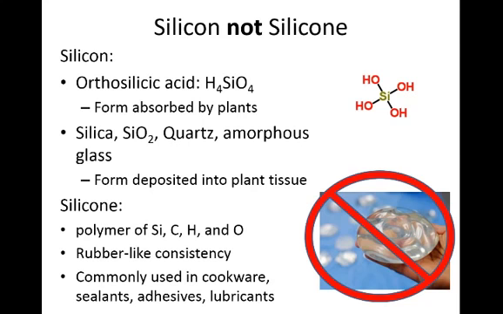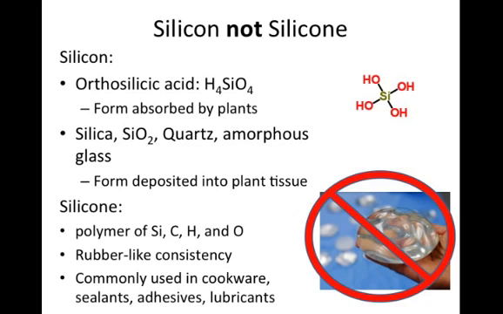But we're going to talk about silicon, the element, and the form that plants take up is orthosilicic acid. So that's silicon connected to 4 oxygens connected to 4 hydrogens. Once plants take up silicon, there is deposition in their shoot tissues, and it's typically deposited as silica. So that is silicon connected to 2 oxygens, and then that is connected in a 2D or 3D type chain. It would be similar to quartz or amorphous glass.